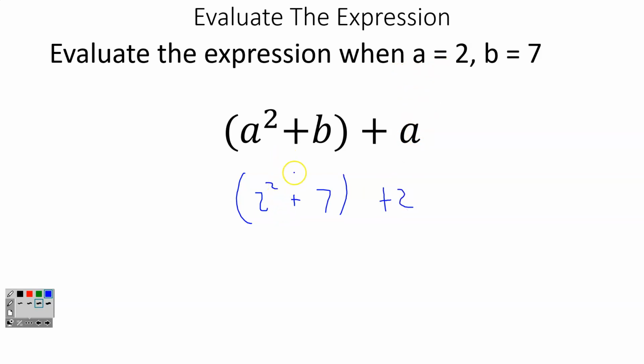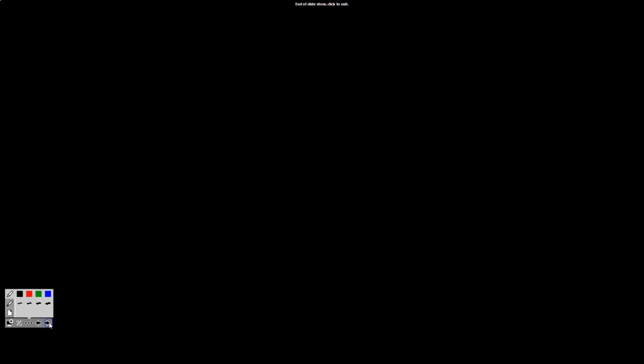Well, let's see. Inside parentheses come first. So 2 squared is 4 plus 7 plus 2. So inside parentheses first, 4 plus 7 is 11, plus 2. And that's going to give me an answer of 13. So again, all we did was we substituted these numbers in for a and b down here.